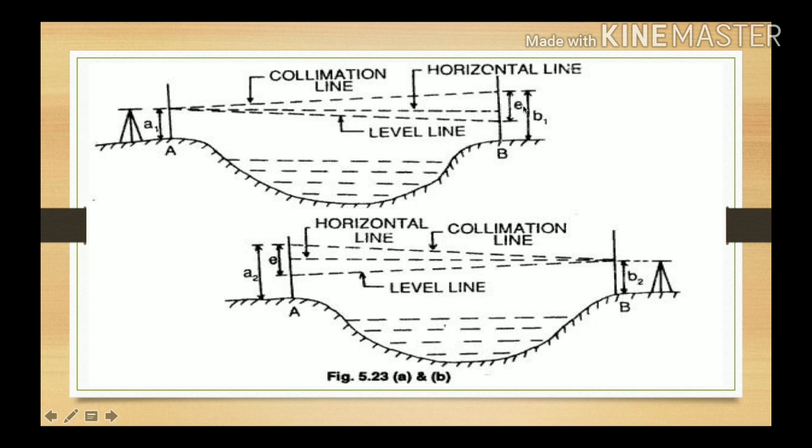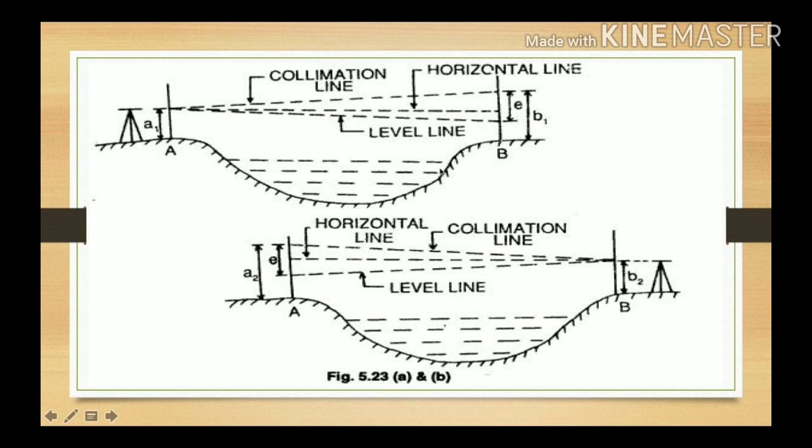The error in reading on A is practically zero due to the inclined line of collimation and curvature and refraction. The reading on the staff held at B is considerable as the distance is large. Let A1 and B1 be the readings taken. The reading at B is in error by an amount E due to the effect of curvature and refraction and the inclined line of collimation.